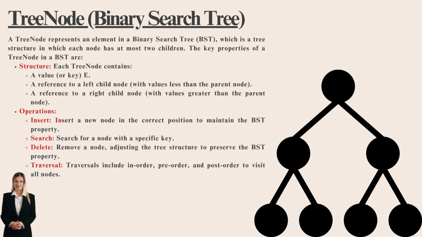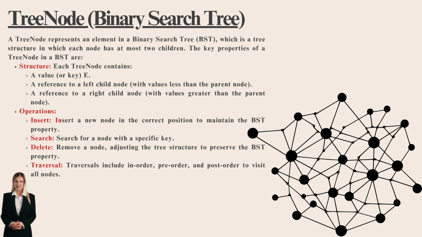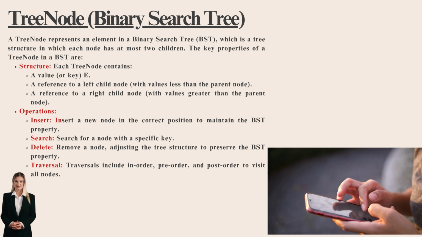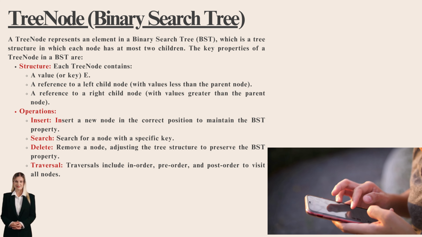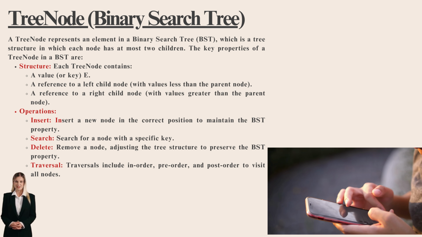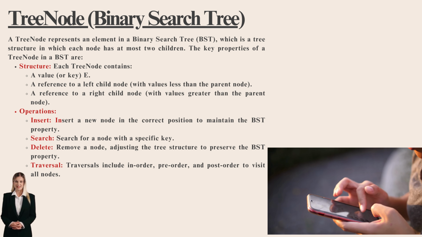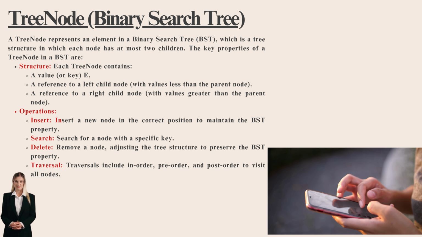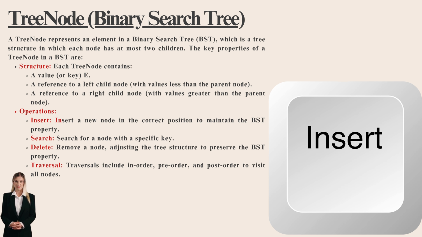Tree node. Binary search tree. A tree node represents an element in a binary search tree, BST, which is a tree structure in which each node has at most two children. The key properties of a tree node in a BST are: Structure. Each tree node contains a value or key, E, a reference to a left child node with values less than the parent node, and a reference to a right child node with values greater than the parent node.